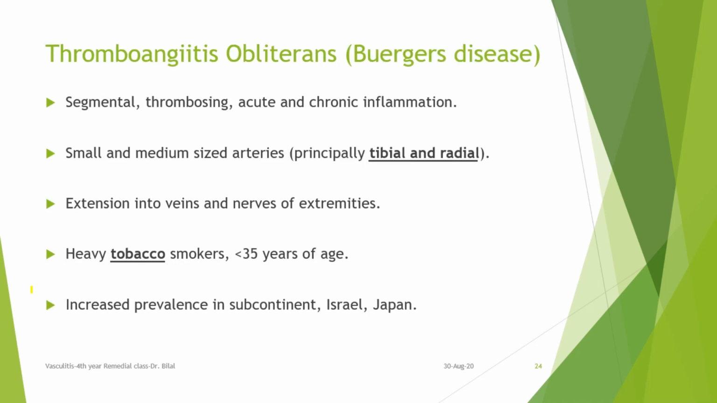Thromboangiitis obliterans. The most important thing you need to remember about this type of vasculitis is that it affects principally the tibial and radial vessels in tobacco smokers. This is the scenario you're most likely going to get: an inflammatory condition affecting the tibial and radial vessels, and the person would be a smoker under 35 years of age, under 40 years of age, and so on.